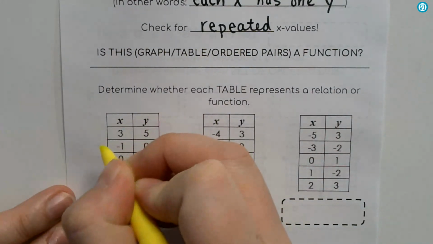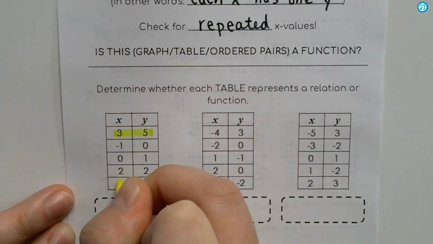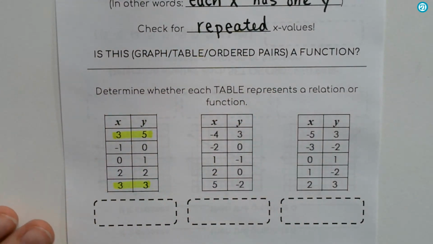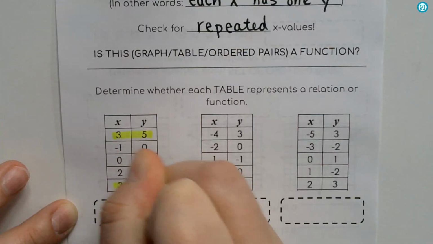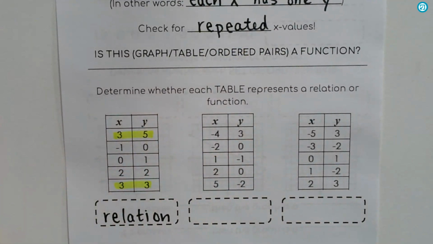Yeah. So this 3 gets repeated. If I were to tell you x equals 3, what does y equal? You could tell me that y equals 5 or that y equals 3, and those would both be correct. Because of this, this is not a function. This is a relation, so we're going to write that down. That's literally it. You're just identifying one or the other.